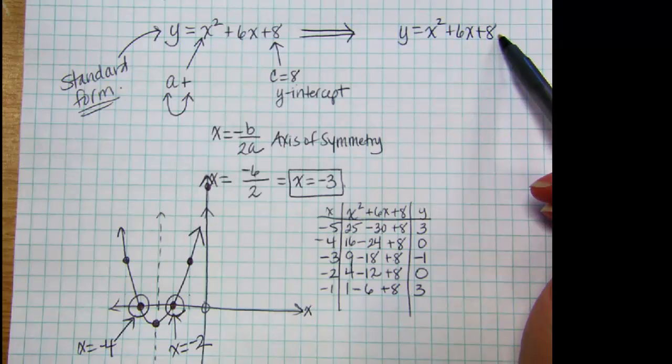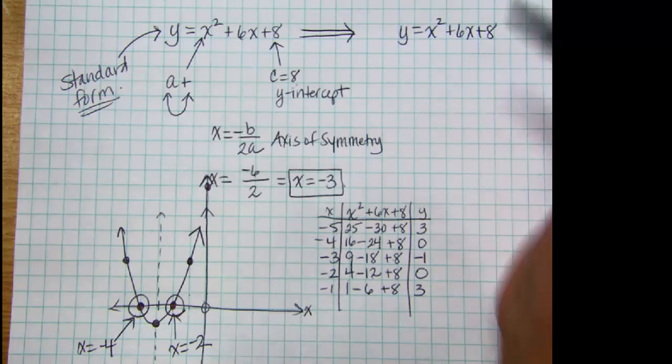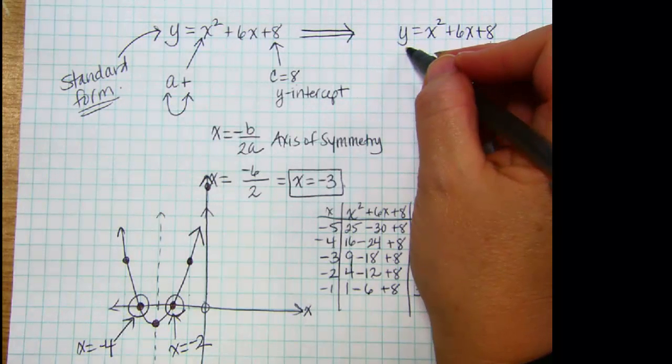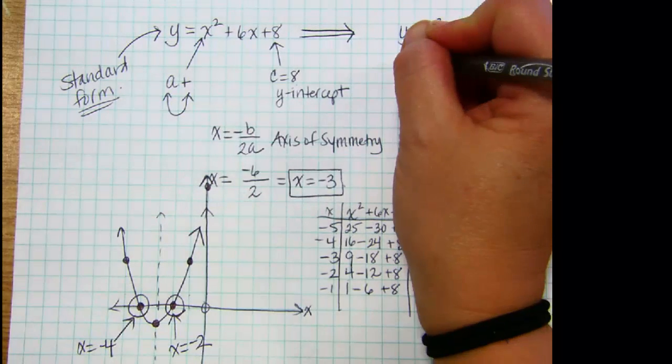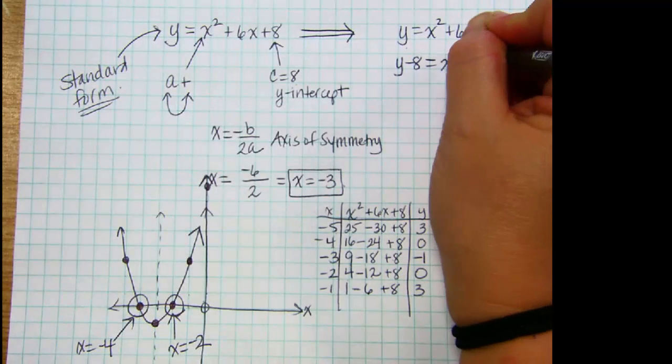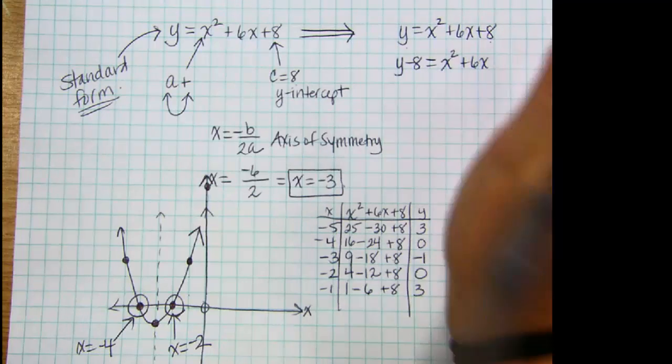So step 1 for completing the square is to get your c term out of the way. So here I'm going to subtract 8. But instead of having a 0 to subtract it from, I have y minus 8. I subtracted 8 from it. Equals x squared plus 6x.